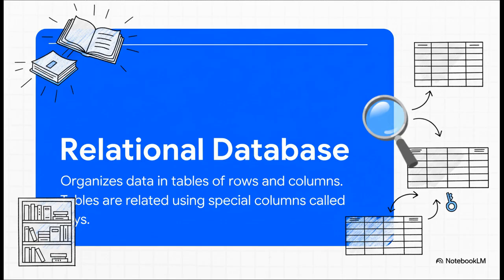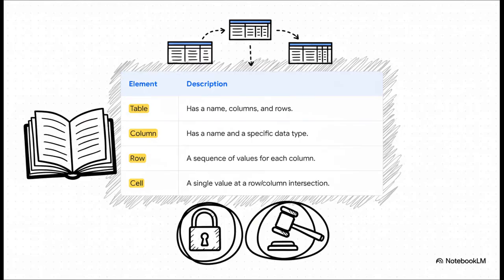Let's take a closer look at what makes up a table. Every table is made of a few key parts. You've got columns, which are like the categories of information: a book's title, its author, the publication year. Then you have rows, and each row is one unique item, one specific book. And where a row and a column meet, that little box is called a cell.